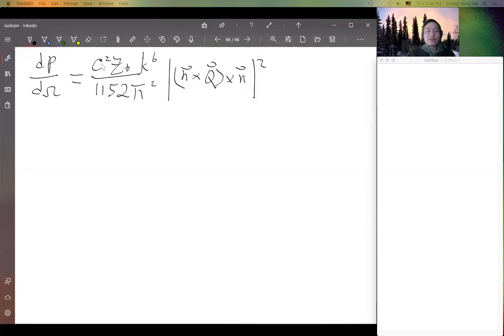Okay, and then the coefficient, of course, is also different, but if you keep track of everything correctly, you will get this result. So it's not very different from before. Now, when we calculate total power, there will be a difference because Q actually depends on N.